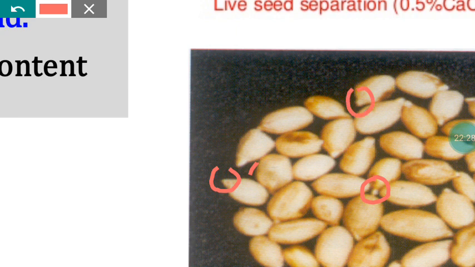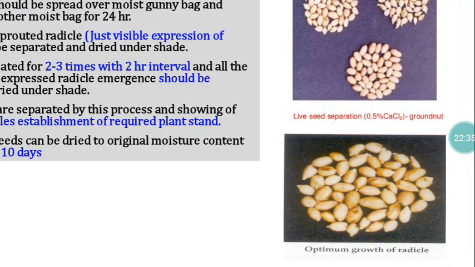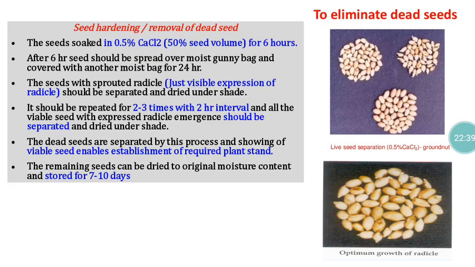Before the emergence of the radicals, based on this kind of symptoms, we have to separate those seeds, because those seeds are live in nature and ready for the germination related process. If it is a dead or non-viable seed, it never shows that kind of symptoms.